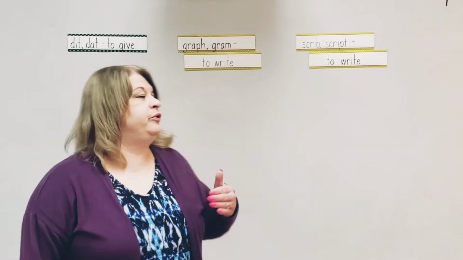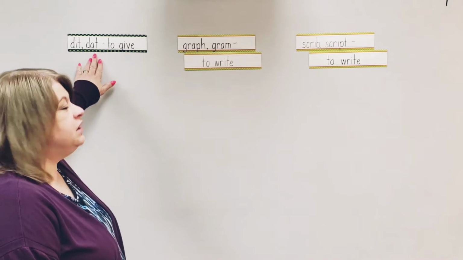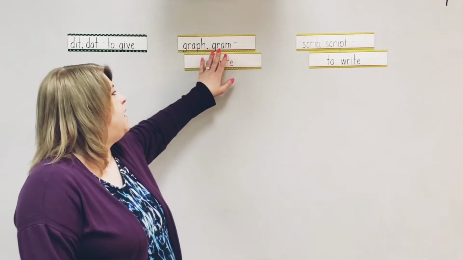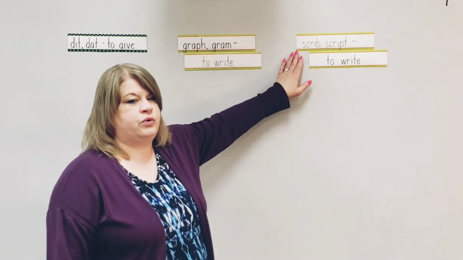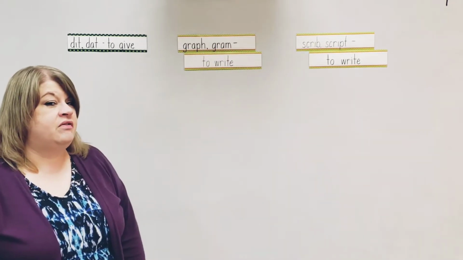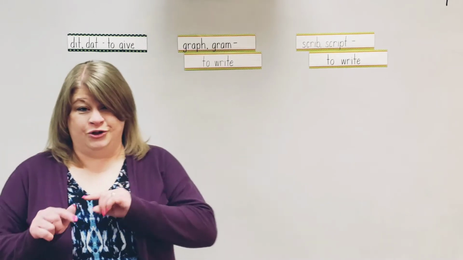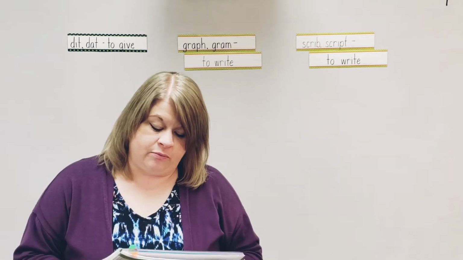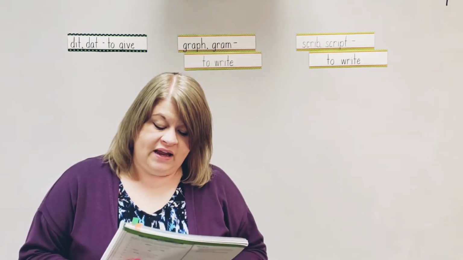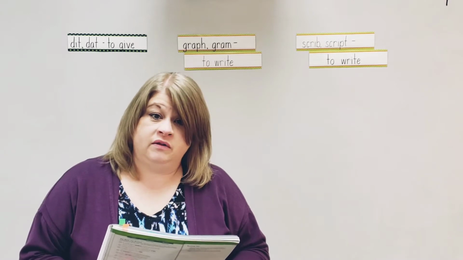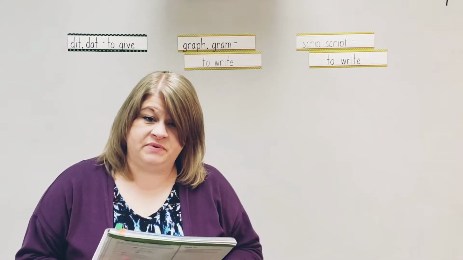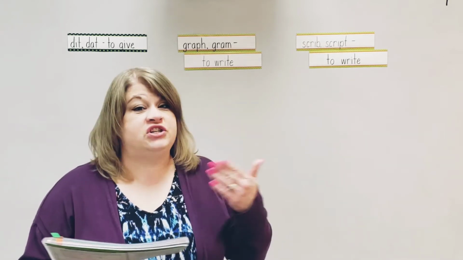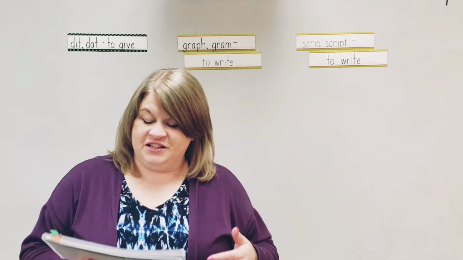Okay, so those are our roots. We have dit and dat, graph and gram, scrib and script. What do you notice about graph and gram and scrib and script? They all mean to write. Look back in your book. What language does graph and gram come from? Look at the top of your page. What language is graph and gram? That's Greek. What about scrib and script? That's Latin. So these are the 2 meanings. They mean the same thing. They just come from the different languages. You guys are learning so much.